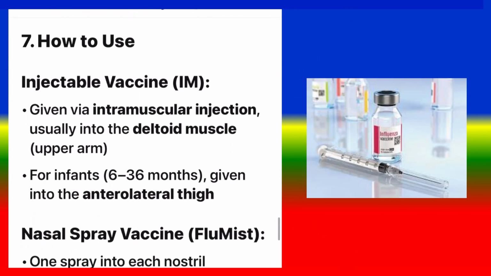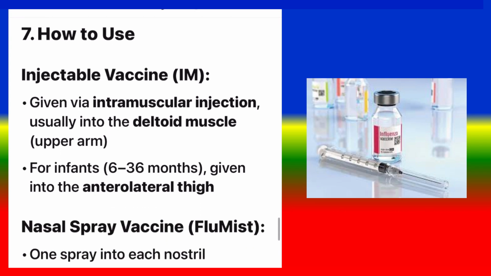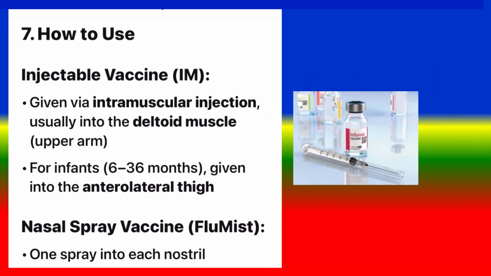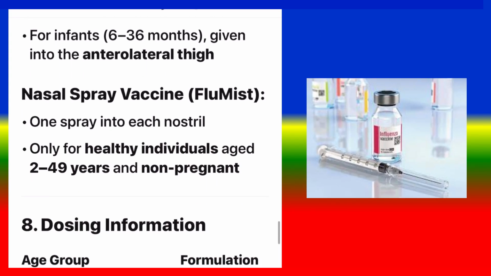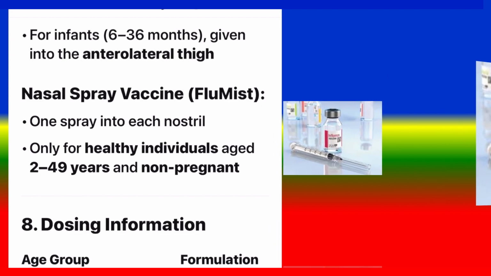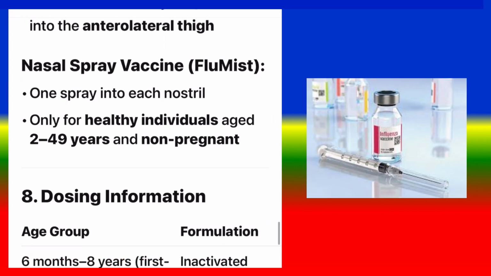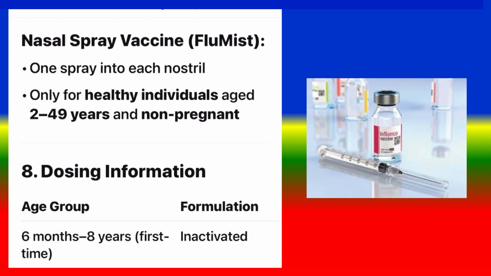7. How to use. Injectable vaccine is given via intramuscular injection, usually into the deltoid muscle, upper arm. For infants 6 to 36 months, it is given into the anterolateral thigh. Nasal spray vaccine FluMist: 1 spray into each nostril, only for healthy individuals aged 2 to 49 years and non-pregnant.